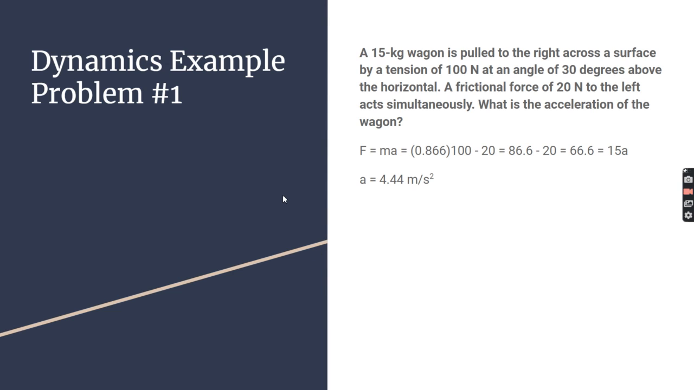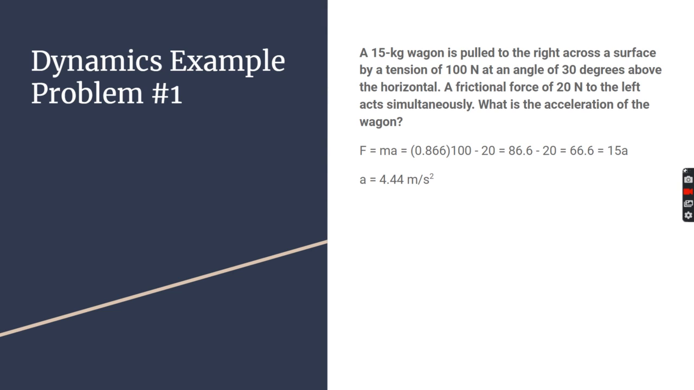So this is the first dynamics example problem. It's a pretty easy one. A 15 kilogram wagon is pulled to the right across the surface by a tension of 100 newtons at an angle of 30 degrees above the horizontal. A frictional force of 20 newtons to the left acts simultaneously. What is the acceleration of the wagon?